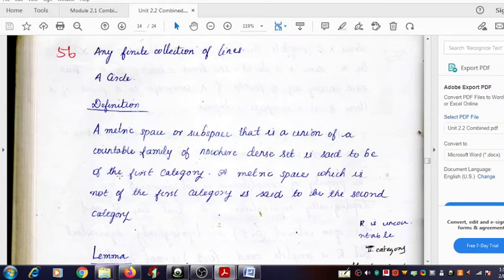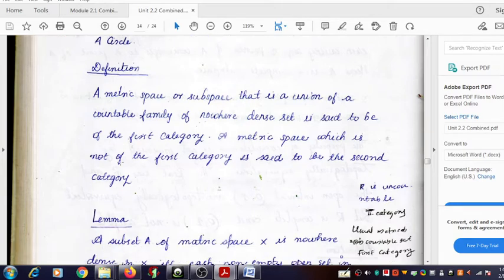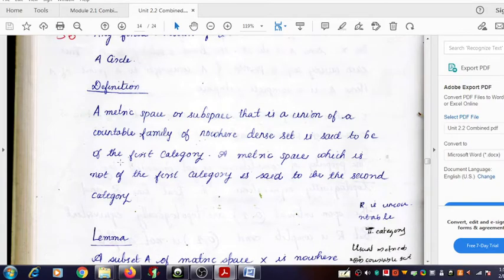If we can write a metric space or its subspace as the union of a countable family of nowhere dense sets, we can say that that metric space belongs to the first category. If it is not possible to write it as the union of a countable family of nowhere dense sets, we say that it belongs to the second category. So this gives us the categorization of metric spaces.